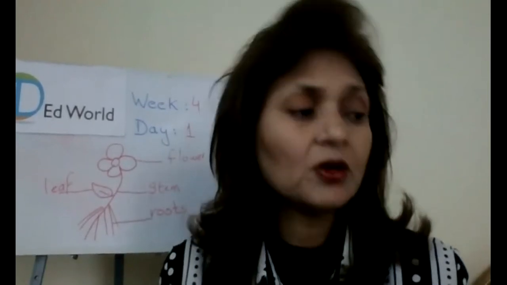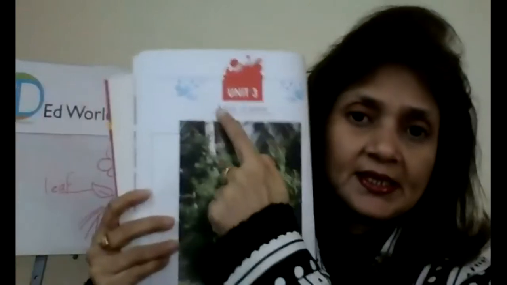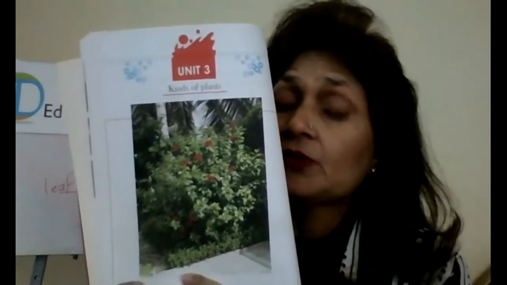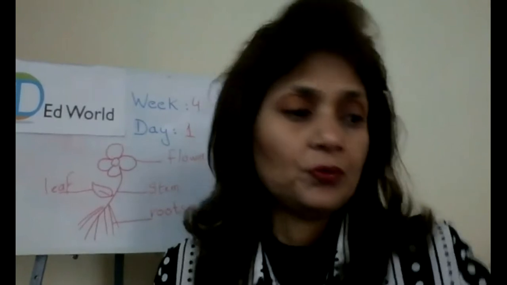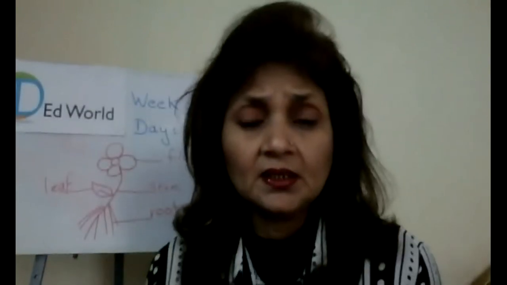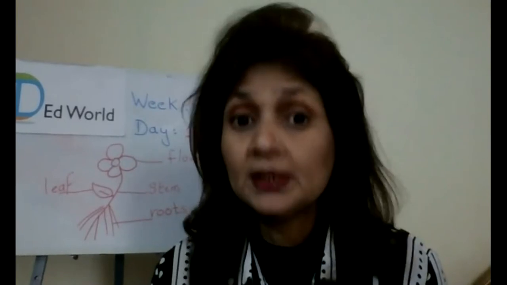Now, if you see your book, there is a new unit. Here it says kinds of plants, right? Now, if you look at this picture, what can you see here? What is this picture about? It is about a plant, right? Now, how do you think plants grow? Do you have any idea? How do plants grow? You want to learn that?